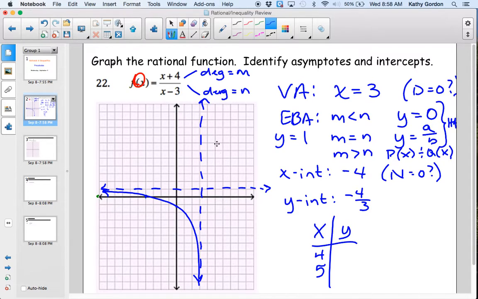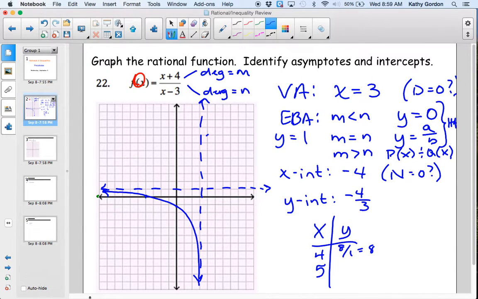Okay, 4. 4 plus 4? 8. 4 minus 3? 1. So I end up with 8. So 4, 8. 4, 1, 2, 3, 4, 5, 6, 7, 8. Boom.